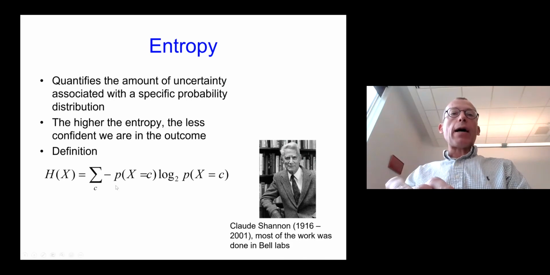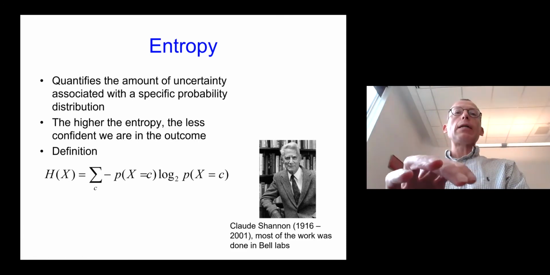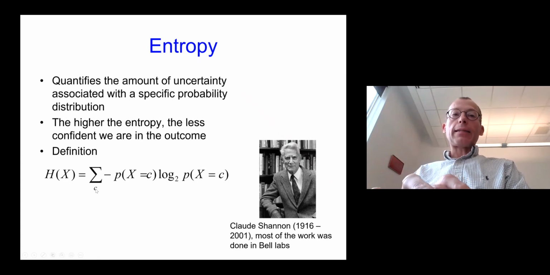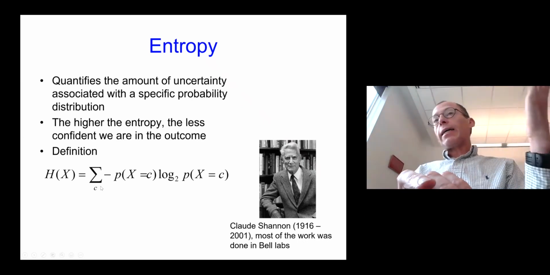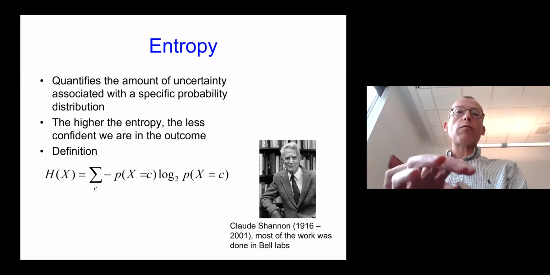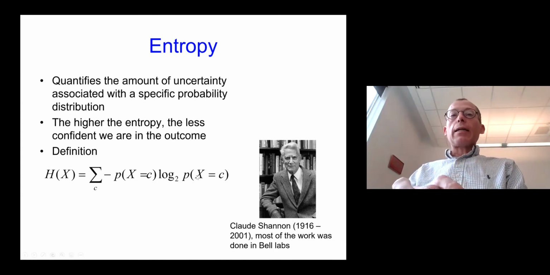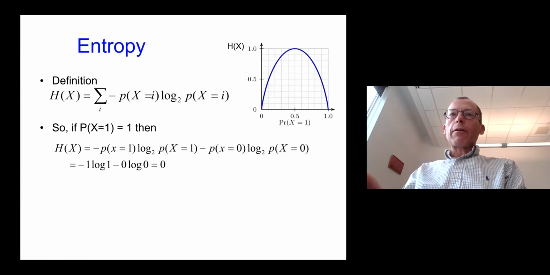Entropy is defined as this function here, where X is the random variable, let's say a coin or a die, P is the probability, and C is the set of values that the random variable can take. It could be heads and tails, or if it's a die, 1 to 6, or if it's a director, it could be 4 values, and so on. It's the negative sum of the probability times the log probability.